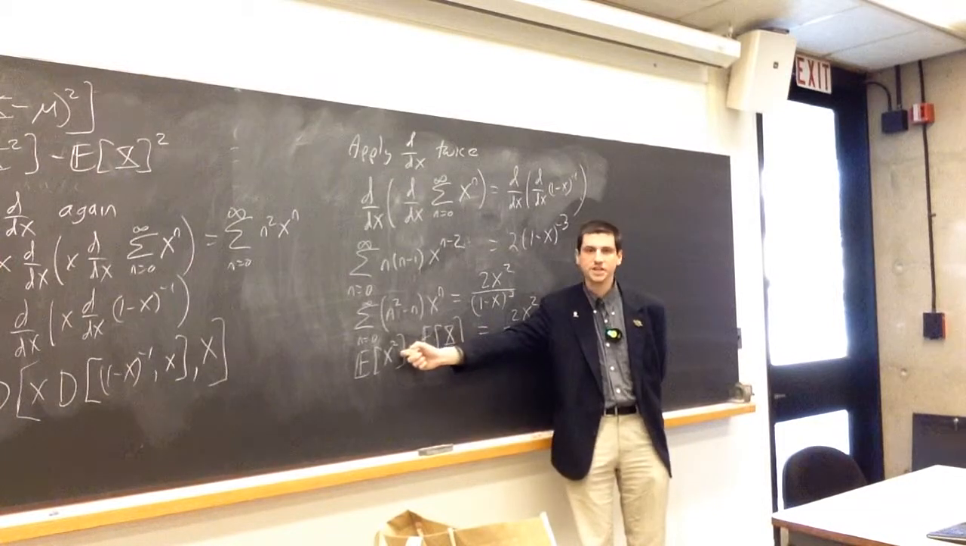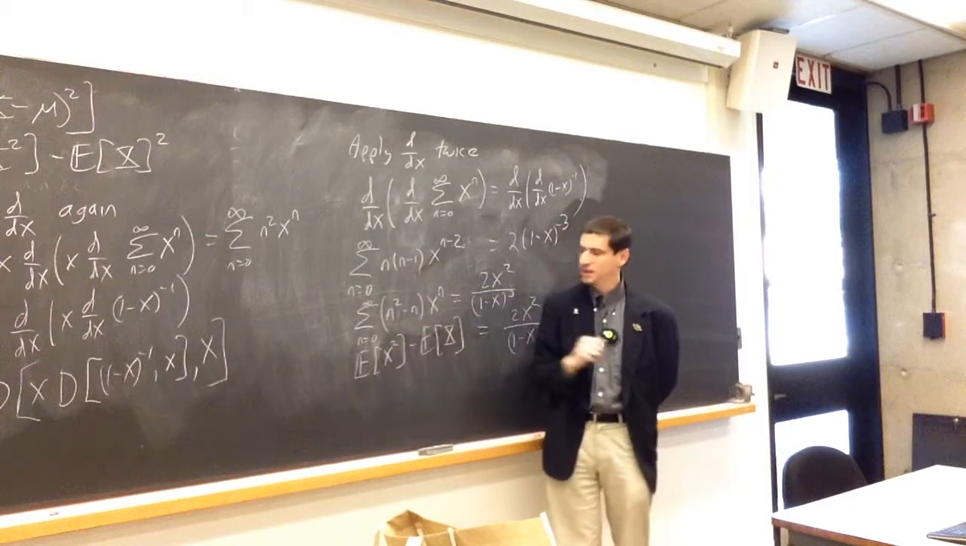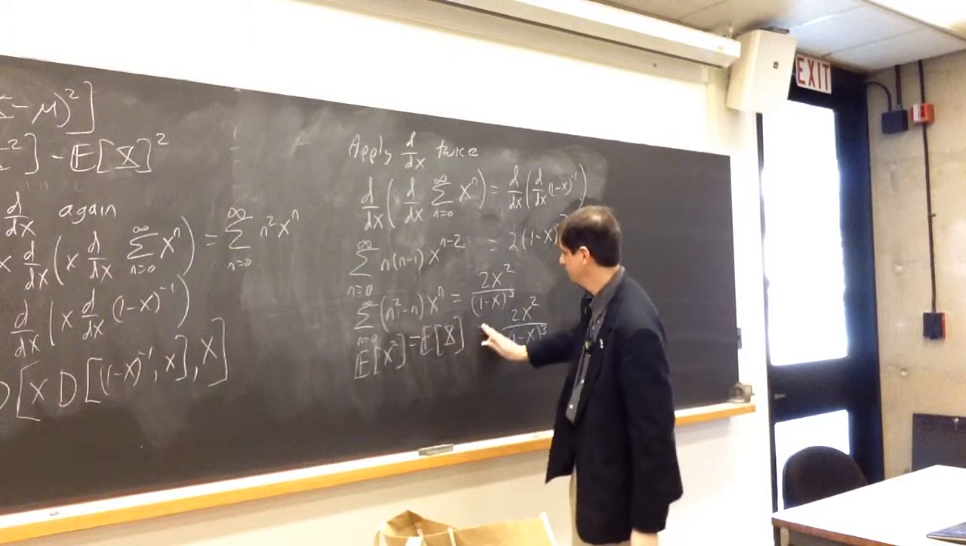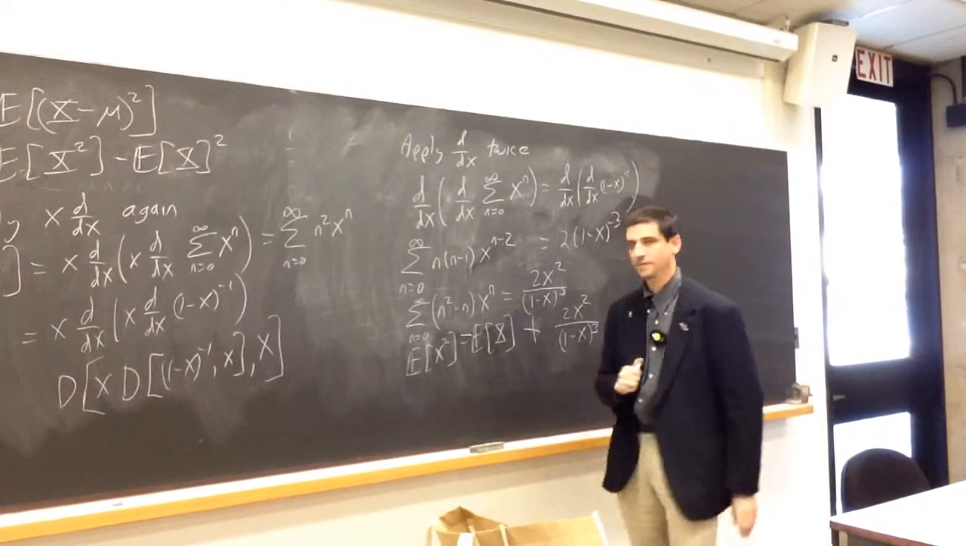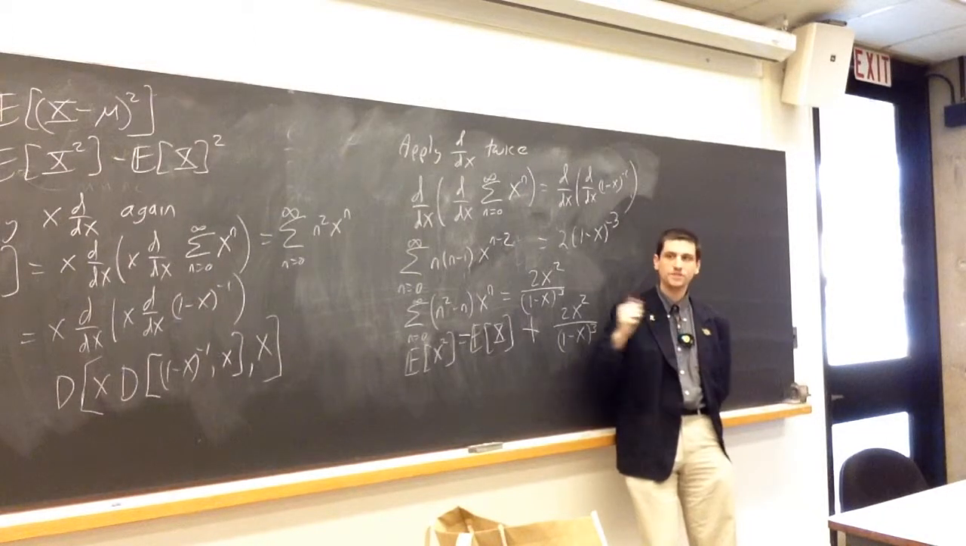Well, I'm trying to calculate the expected value of x squared. Instead of getting the expected value of x squared on the left, I get the expected value of x squared minus the expected value of x. Not a big deal. Move this over to the other side. And there's a formula for the expected value of x squared. So you have to decide which algebra is better for you.